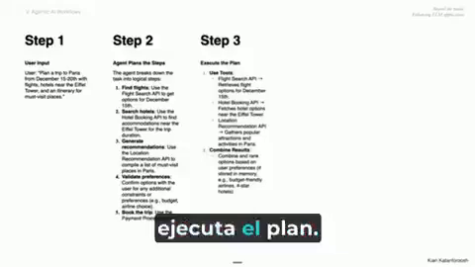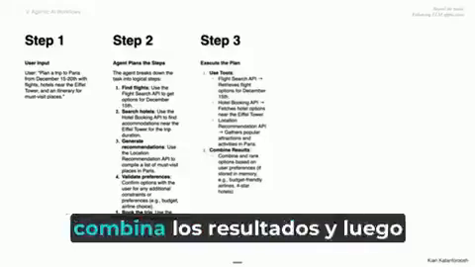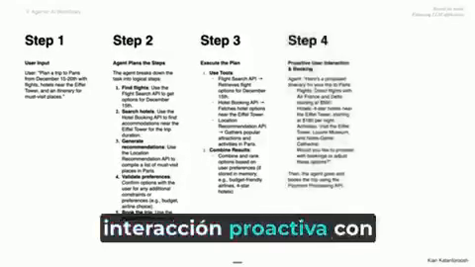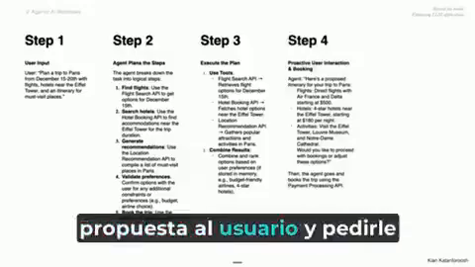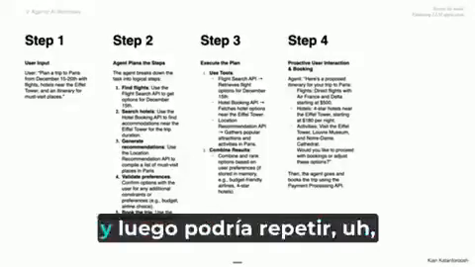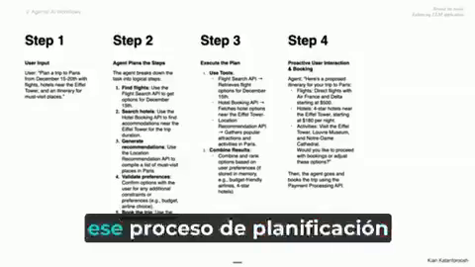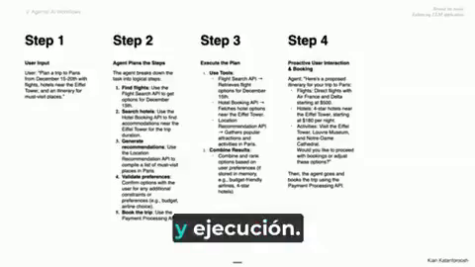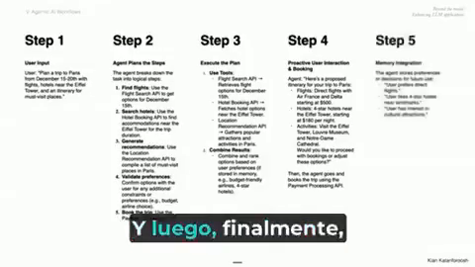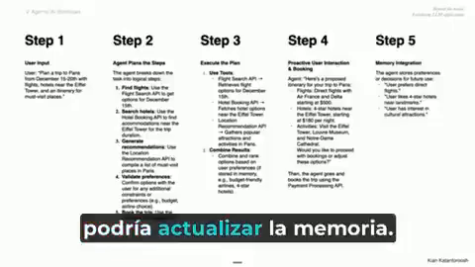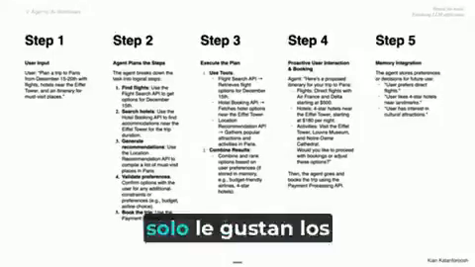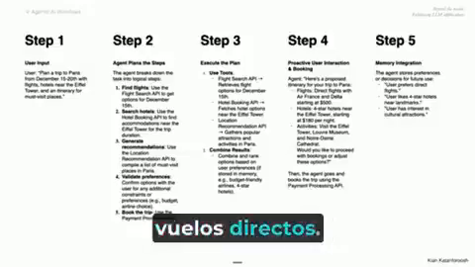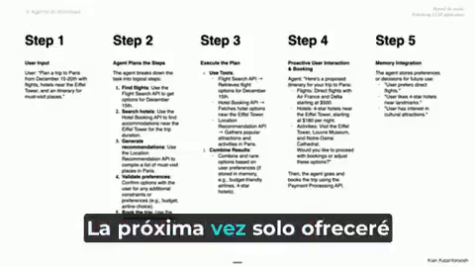Step 3, execute the plan. Use your tools, combine the results, and then proactive user interaction and booking. It might make a first proposal to the user and ask the user to validate or invalidate, and then may repeat that planning and execution process. And then finally, it might update the memory. It might say, I just learned through this interaction that the user only likes direct flights. Next time I'll only give direct flights.